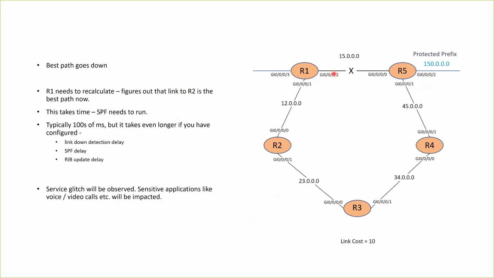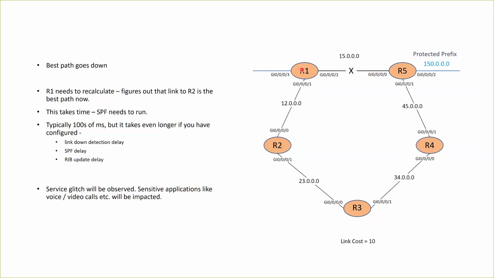Currently in this diagram, R1's best path to reach 150.0.0.0 is R1 to R5. What about R2? R2's best path to reach 150.0.0.0 is through R1 itself, because the link costs are all 10. R3's best path is through R4, so R3 is not going to use the failed link by default. R3 uses R4, but R2 will use the failed link. As soon as the link goes down, R2's routing table says I have to go to R1.